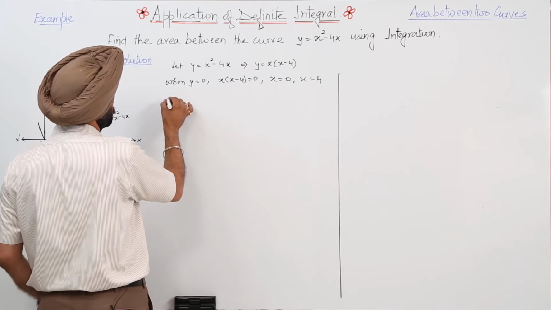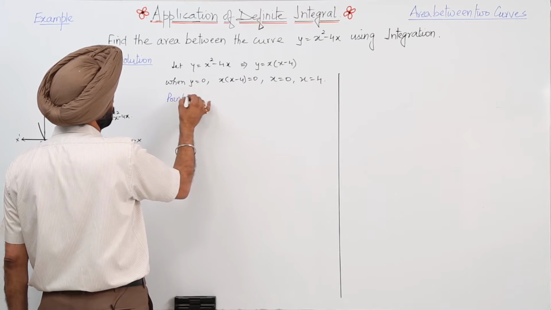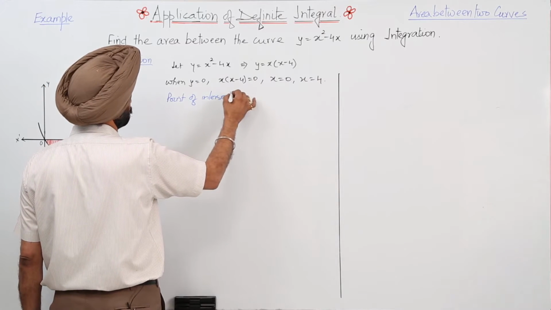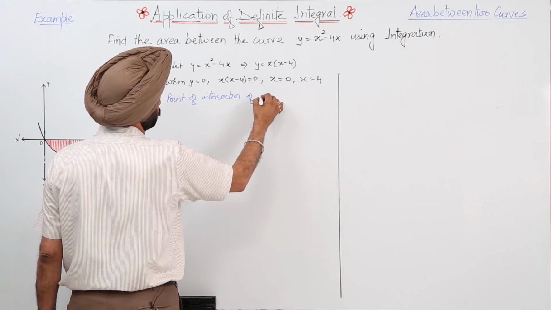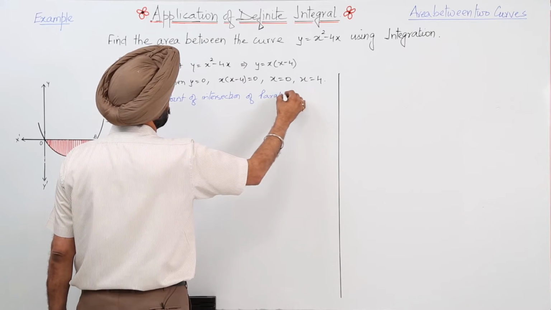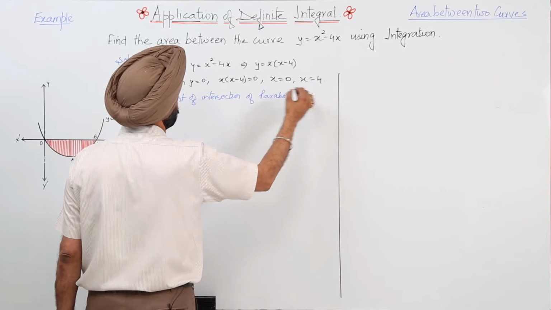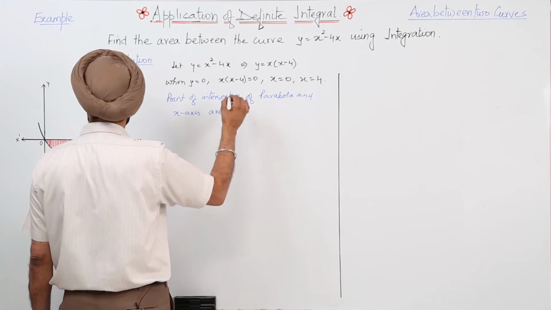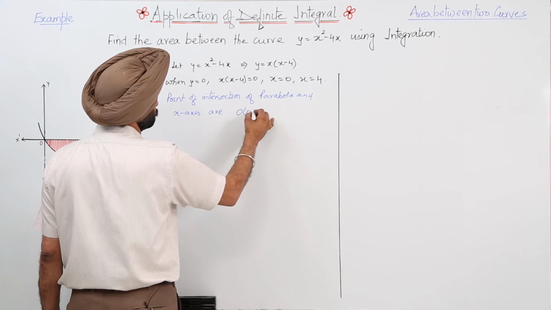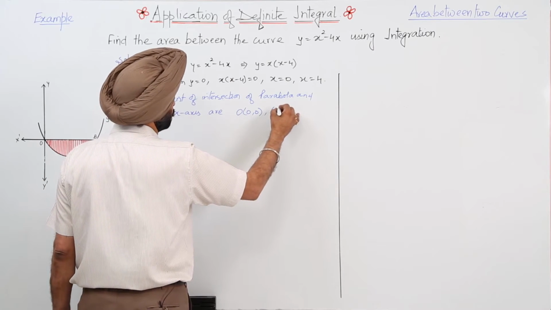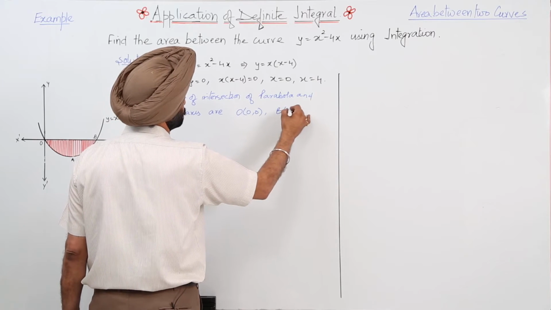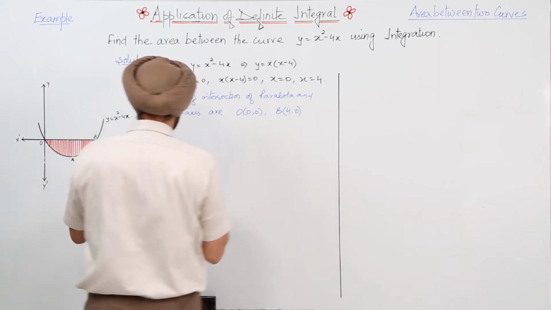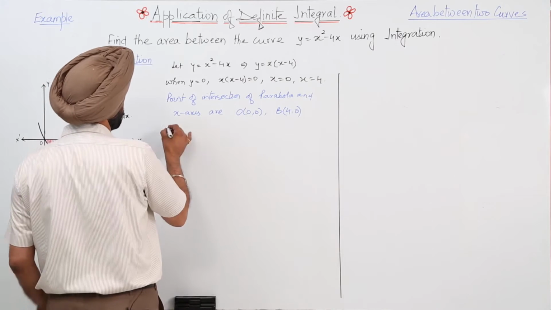Now the points of intersection of the parabola and x axis are, we are having at origin 0, 0 and at point B, it is 4, 0, as you are saying 0, 0 and 4, 0. Now let us plot a parabola.